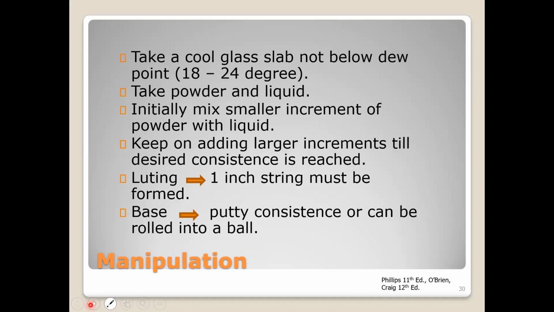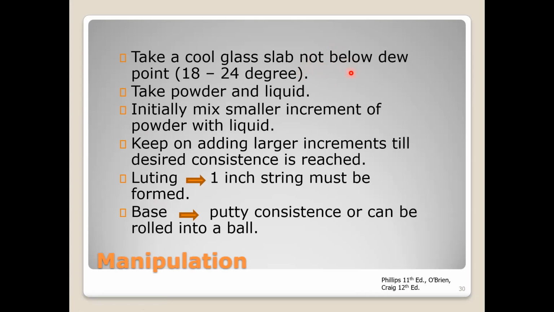So now how do you manipulate it? First, you take a cool glass slab but not below the dew point. What is dew point? Dew point is the temperature at which the atmospheric moisture condenses to form droplets of water. So if we have a very cool glass slab and the moisture present in the air condenses on it, then your water powder ratio will change. That is why they said that you have to take a cool glass slab but not below the dew point.